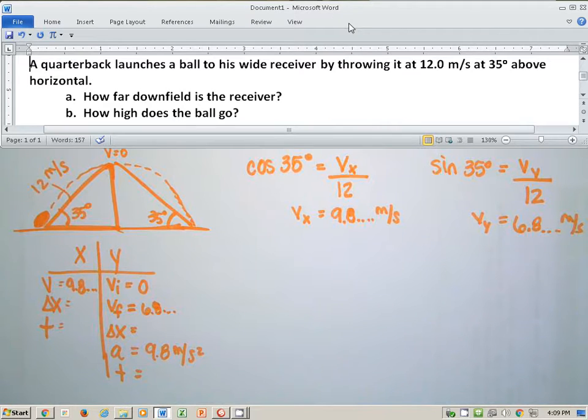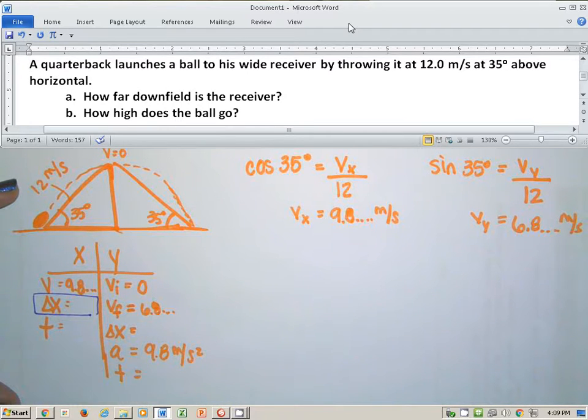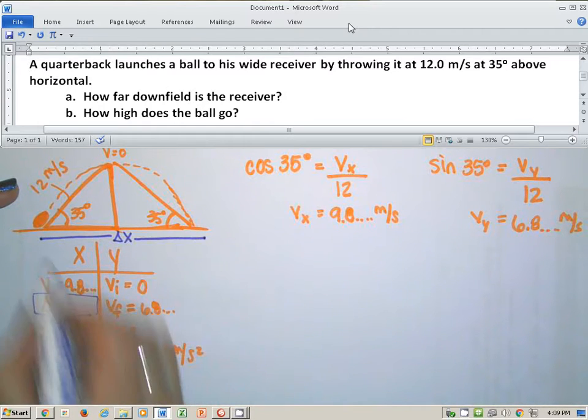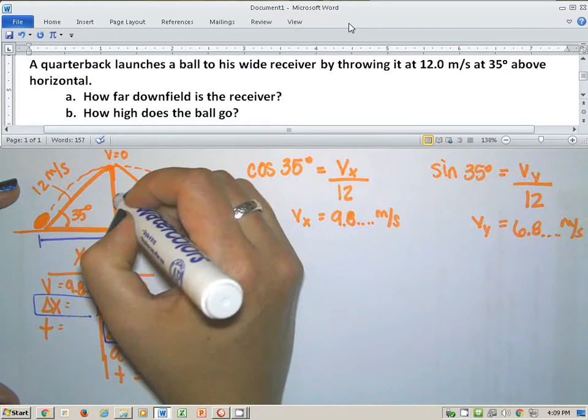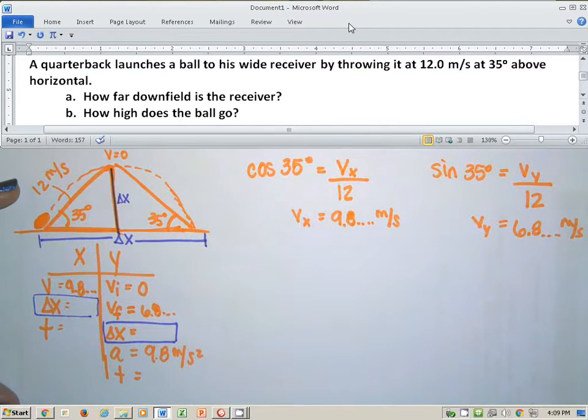All right, well now we're getting somewhere. We've got some things over here. The question wants to know how far downfield is the receiver. Well, I'll use a different color. That's asking for this right here. How far downfield is going to be the x distance that this ball went from start to finish. How high does the ball go is going to be this right here. That is my second question, is I need to find this delta x right there.